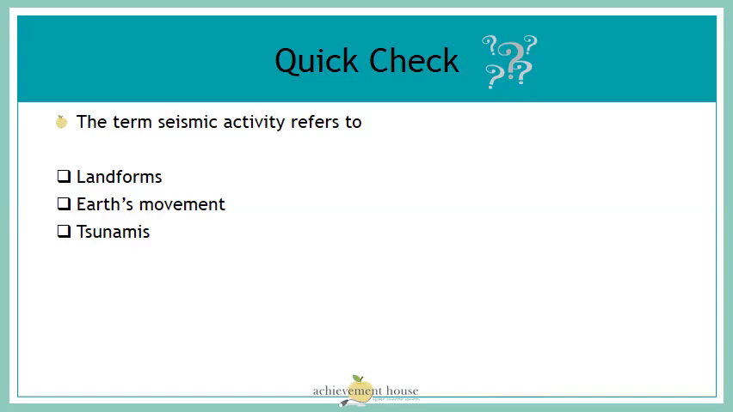Let's do a quick check of what we've learned. The term seismic activity refers to landforms, Earth's movement, or tsunami. If you said Earth's movement, you'd be correct. Seismic activity comes with an earthquake and the movement of land.